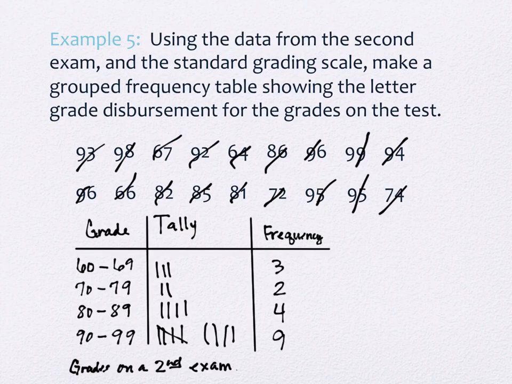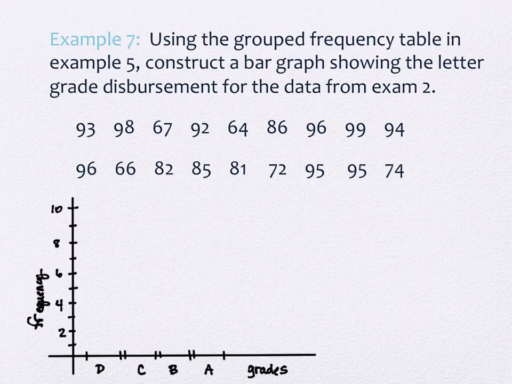We can go from this. So that letter grade of D over here at the beginning has 3 values in it. The letter grade of C has 2. B's have 4. And A's have 9. So we're going to make bars representing those heights. I'm going to make my bars look a lot like last time. So this is a bar of height 3.